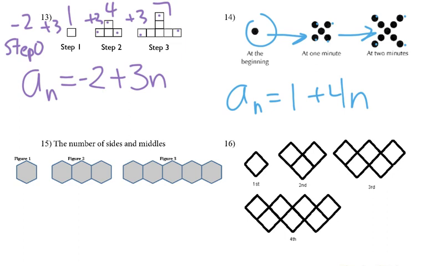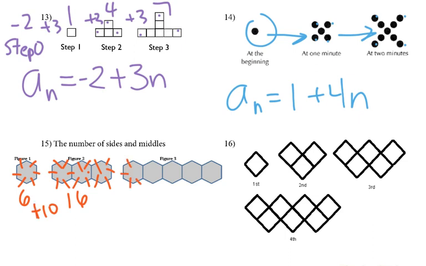Okay, number 15, we're counting the number of sides and middles. So 1, 2, 3, 4, 5, 6 here. 1, 2, 3, 4, 5, 6, 7, 8, 9, 10, 11, 12, 13, 14, 15, 16. Okay, looks like we're adding by 10 maybe, but let's double check. It may not be arithmetic.